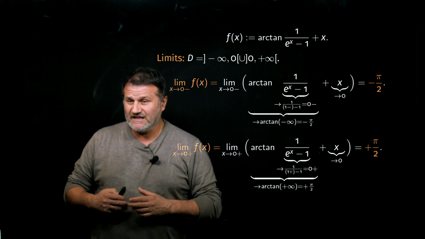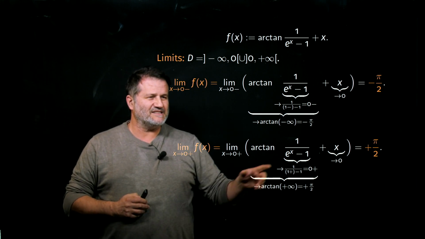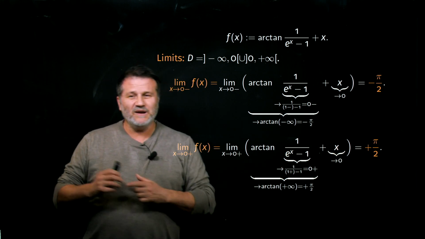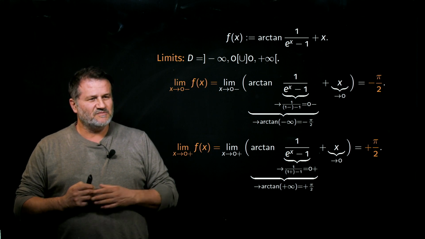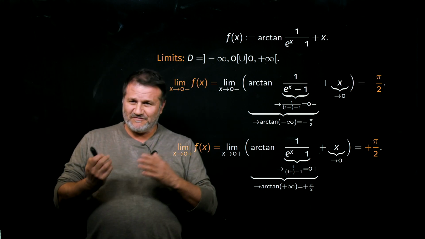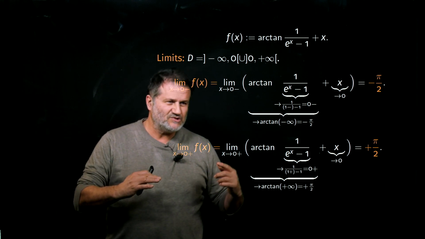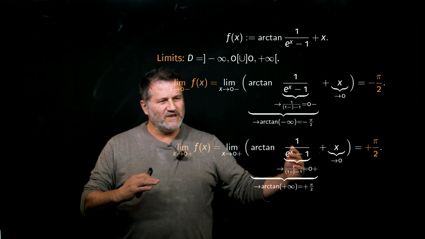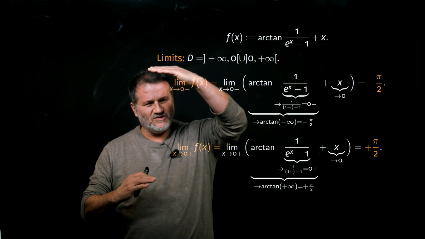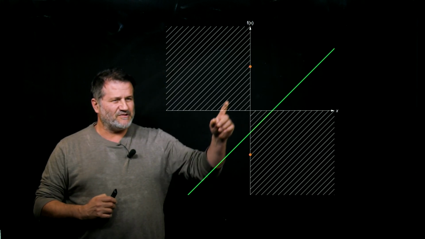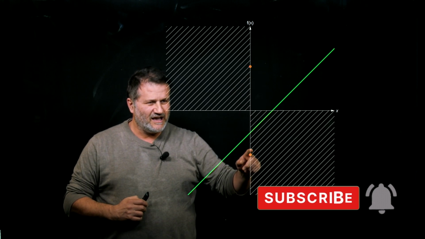When we compute the limit at 0 plus, it is easy to recognize that it is equal to plus pi half. So it means that the left limit is different from the right limit. When we approach 0 from the left, we go down to minus pi half. When we approach 0 from the right, we go up to pi half. We can represent this in this way.